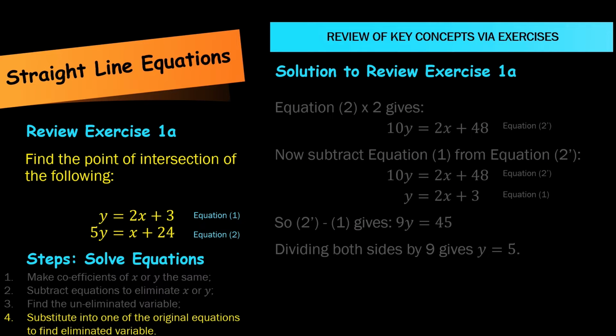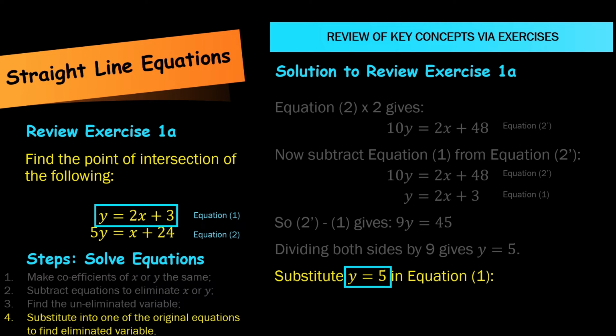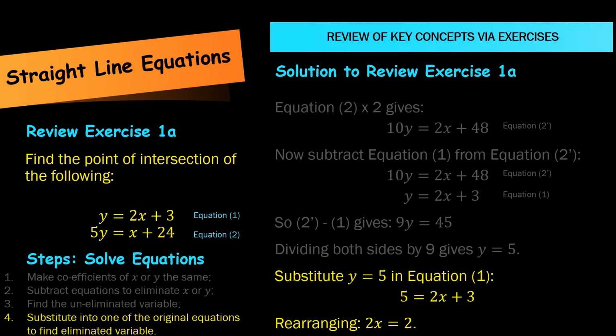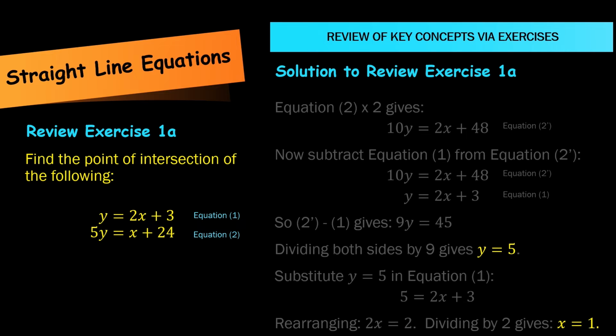And finally, we substitute into one of the original equations to find the eliminated variable. So let's substitute y equals 5 in equation 1 to give 5 equals 2x plus 3. Rearranging this gives us 2x equals 2, and finally dividing by 2 gives us x equals 1. So we have that x equals 1 and y equals 5.